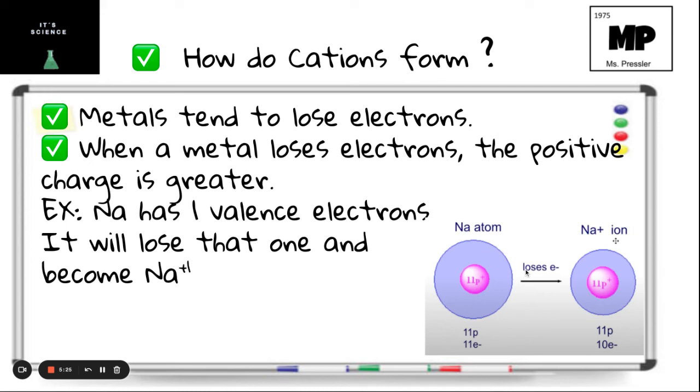But when it loses one electron, we still have 11 protons, but now we have 10 electrons. So the overall charge is plus 1. If we were to take positive 11 minus 10, we would get plus 1. That's where that charge comes from. So we have a charged sodium ion of plus 1.